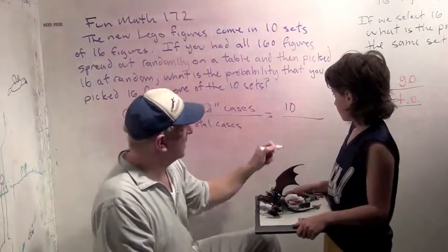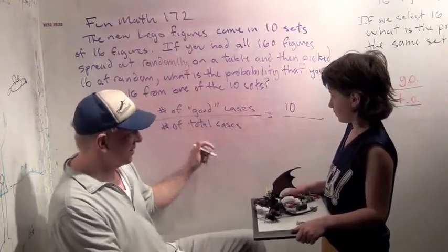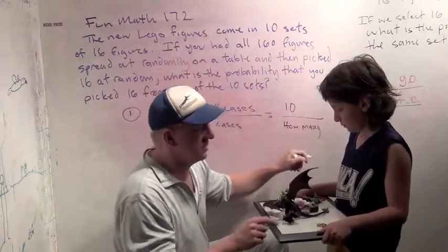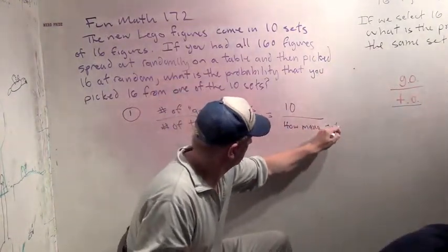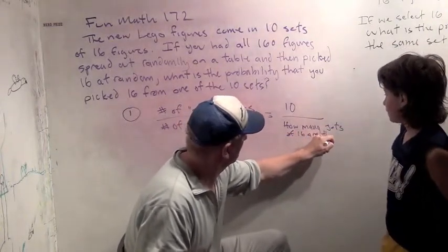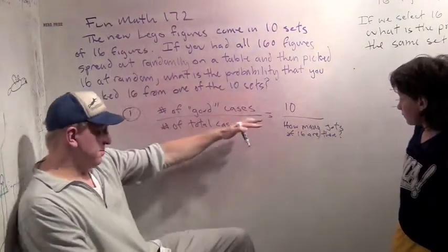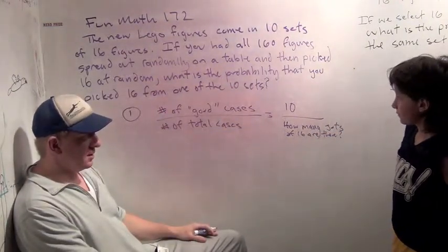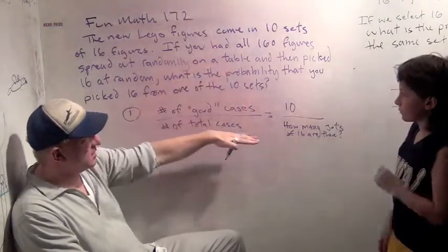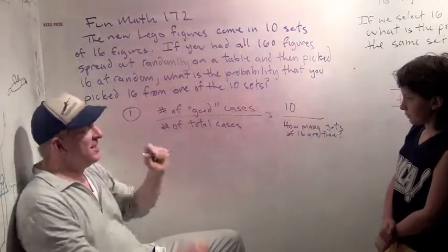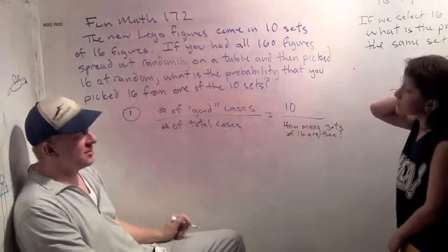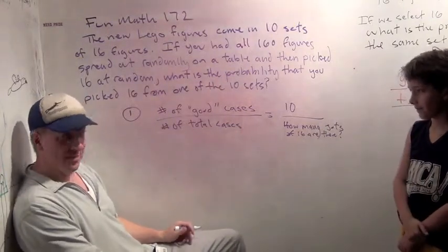And then the question was, how many sets of 16 are there? You can put the Legos down if you want. So this was what you figured out right away. There's 10 sets of 16 that work, and then all we have to do is figure out how many different sets of 16 are there that you can pick from 160. There's a lot. That shouldn't be too hard, right?